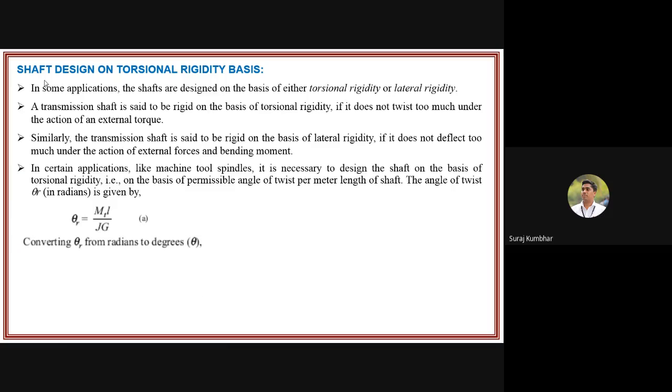Now we will convert that theta r, the angle of twist, from radian to degree, that is theta r to theta. So we will multiply by 180 divided by pi, while we are converting from radian to degree, into Mt into L divided by J into G. Okay, so for a solid circular shaft, your J, polar moment of inertia, is pi by 32 into d raised to 4. Now I will put that J in this equation. Let's call it equation number B.